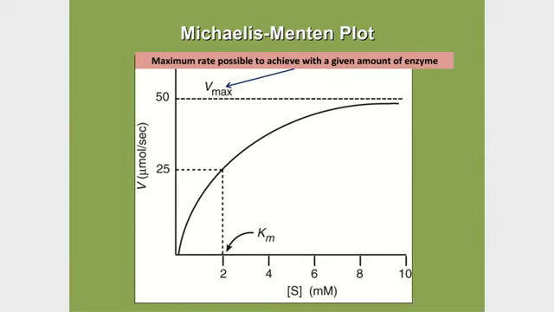That is the Vmax. So in this example, the Vmax is set at a value of 50 micromoles per second. So this is the maximum velocity at which an enzyme can carry out the substrate to form a product. And what's rate limiting is the enzyme. The enzyme is working as fast as it can. It's working at its maximum velocity.